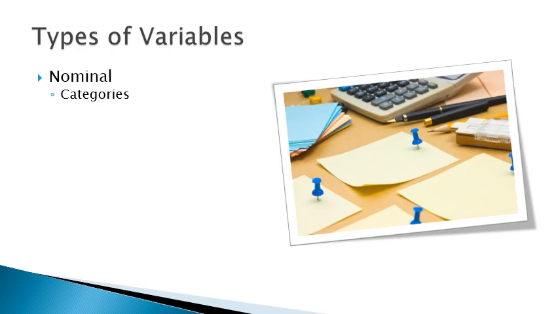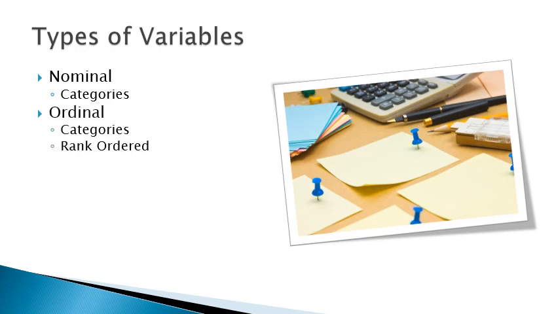Then we look at types of variables. This has to do with how did we, as the researcher, define the variable. So if I defined my variable as a nominal variable, so the type of variable is nominal, that means the variable has categories. So this would be eye color, hair color, race, ethnicity, gender, religion. All of those are just categories. All right, so if you have a variable that you're defining with categories, it would be nominal.